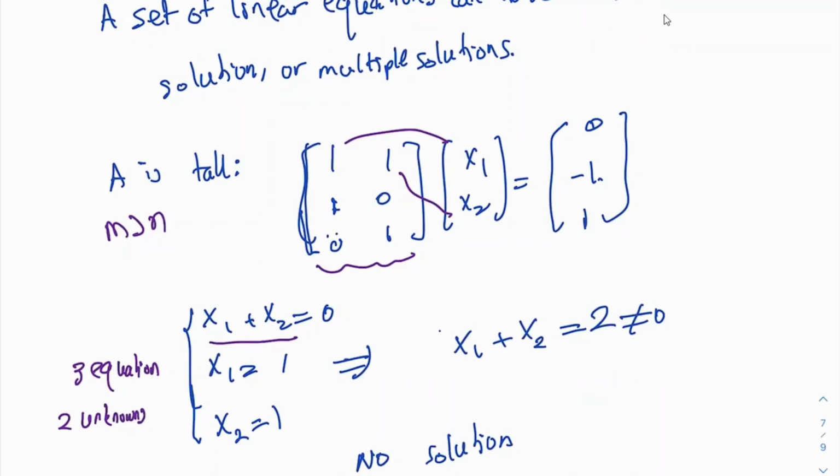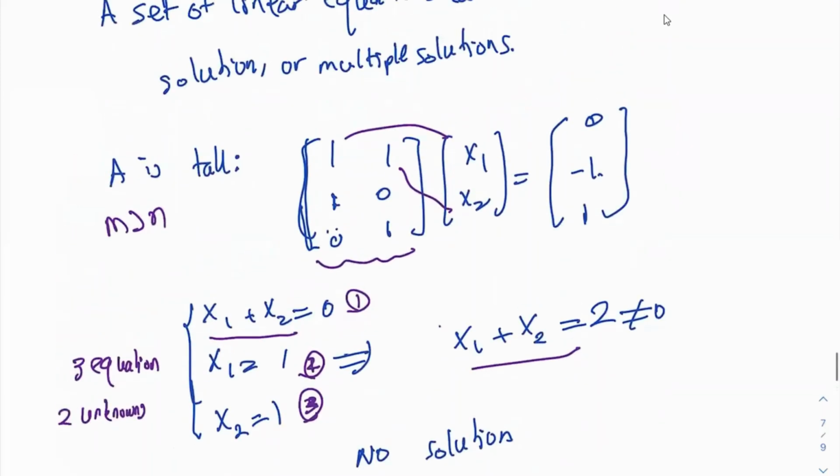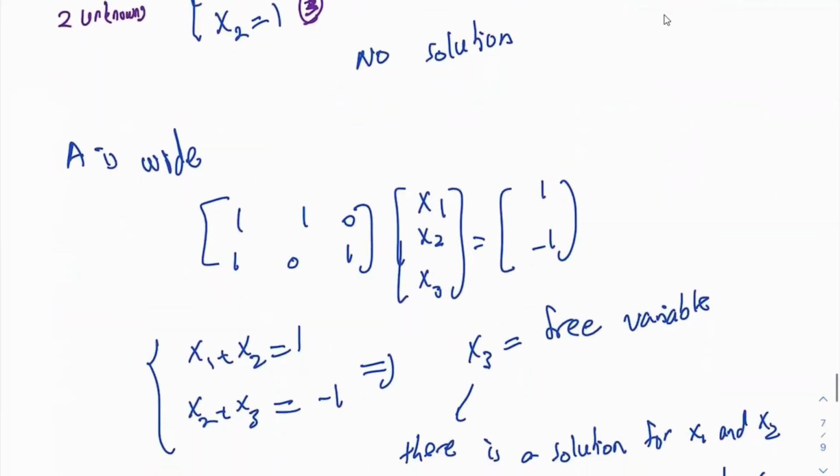Why? Let's call them equation 1, equation 2, and equation 3. Equation 2 and 3, when you add them up, you get x1 plus x2 equal to 2. But wait, equation 1 says x1 plus x2 is 0. So this one has no solution. So a tall matrix might not have any solution. This type of linear equation is called an overdetermined system of equations. Overdetermined means we have more equations than variables. So this is also called an overdetermined system of linear equations. Now let's talk about when A is wide.